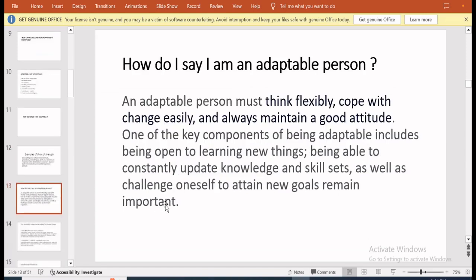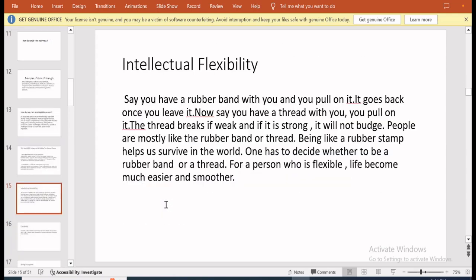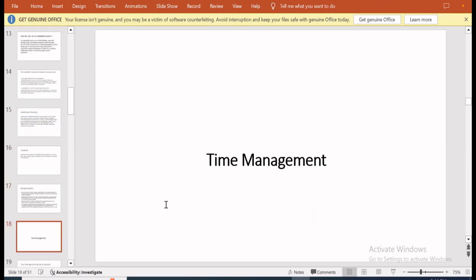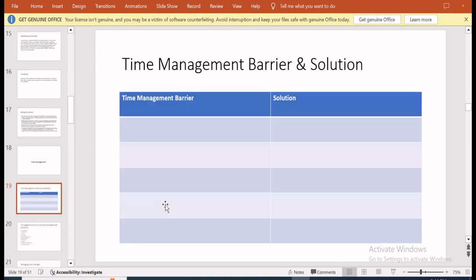These are your responses. How do I say I am adaptable? You will think flexibly, cope with changes, and always maintain a good attitude. This will be your area. So these are not required. Let us go to the next topic.